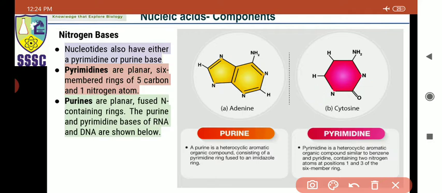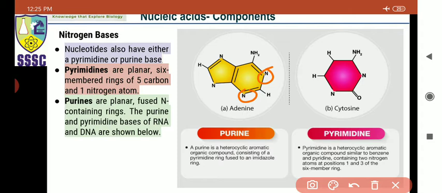Whereas purines are planar fused rings, 2 rings are fused. Purine is a heterocyclic aromatic organic compound consisting of a pyrimidine ring fused to an imidazole. This is the 5-member imidazole group, and the 6-member ring is a heterocyclic aromatic structure similar to pyrimidine.